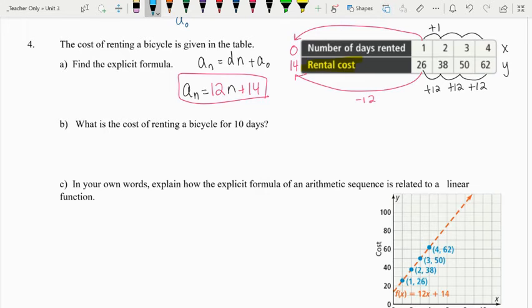What is the cost of renting a bicycle for 10 days? So that means we're actually finding a sub 10. So 12 times 10 plus 14. This would be 120 plus 14, which would be $134.